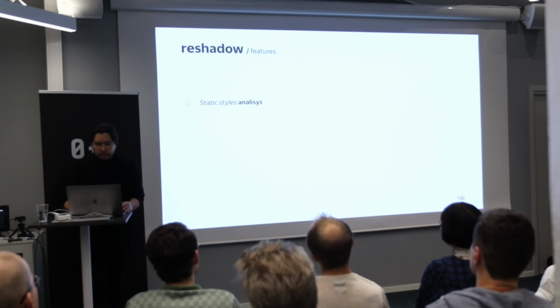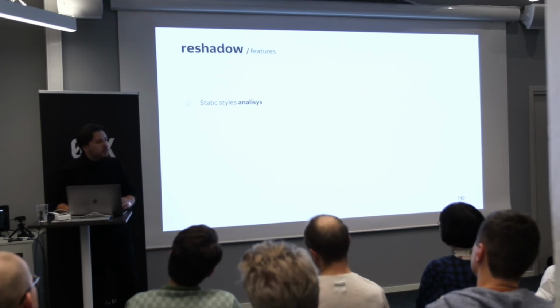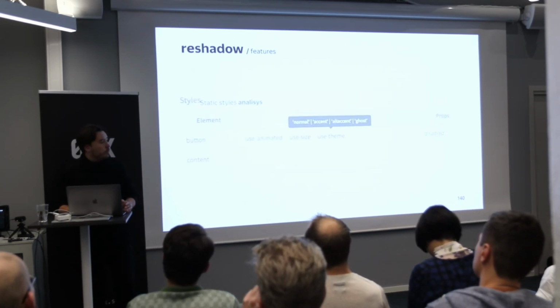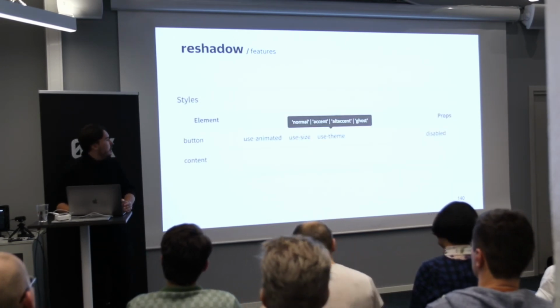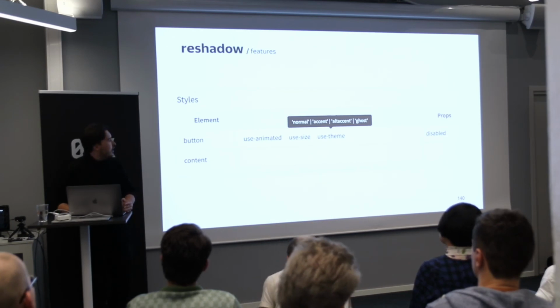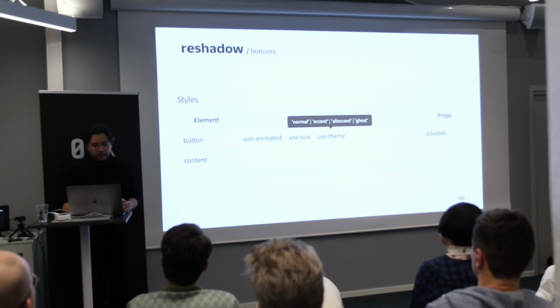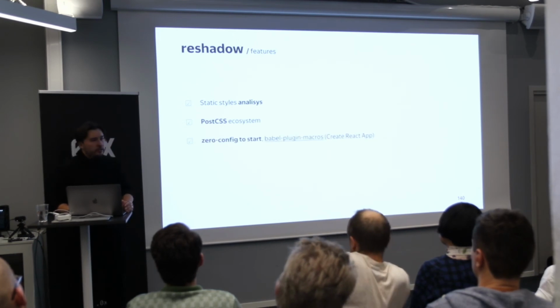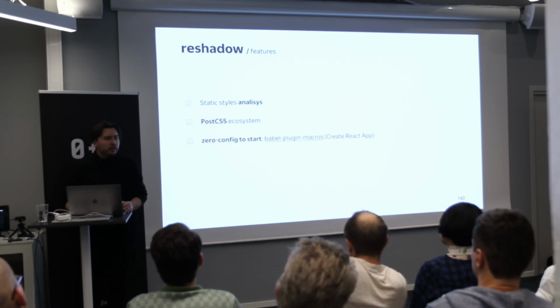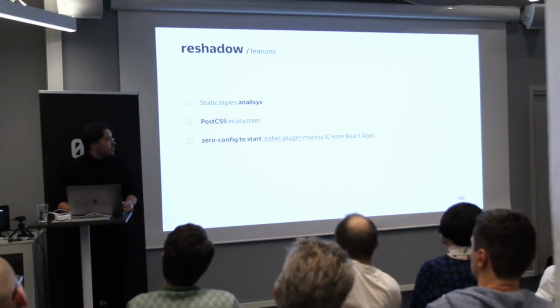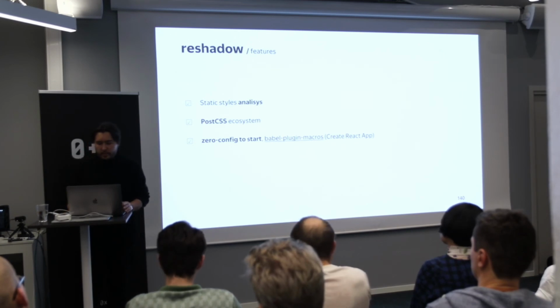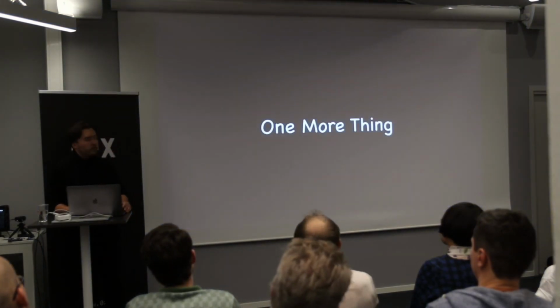And yeah, some more things. For example, how can we style the component if we don't want to check the source code of the component? With Reshadow, we have static analysis here, so you can just build a table of the elements and modifiers that you can apply, and you can just check that table and apply the elements that you need. And Reshadow is based on the PostCSS ecosystem, so all the benefits of PostCSS you can also apply too. And Reshadow has zero conflict, so you don't need any setup here without PostCSS or Babel. Yeah, one more thing.